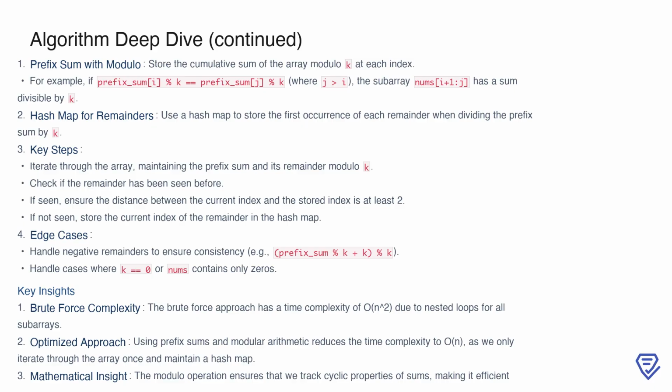As we iterate through the array, we check whether the current remainder has been seen before. If it has, we ensure that the distance between the current index and the stored index is at least 2 to form a valid subarray. If the remainder has not been seen, we store the current index in the hash map. Additionally, we handle edge cases such as negative remainders by normalizing them to positive values. This approach significantly reduces the time complexity to O(n), while using additional space for the hash map.